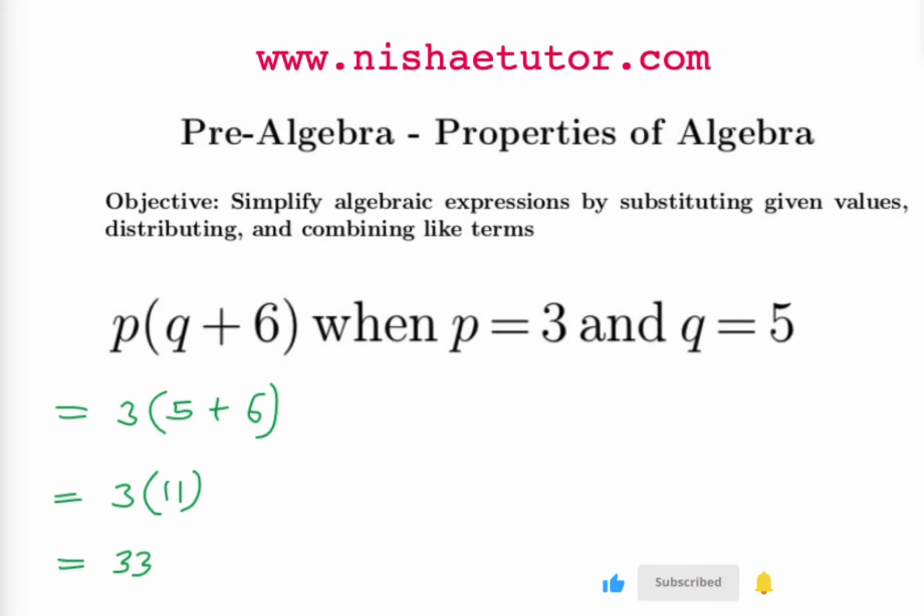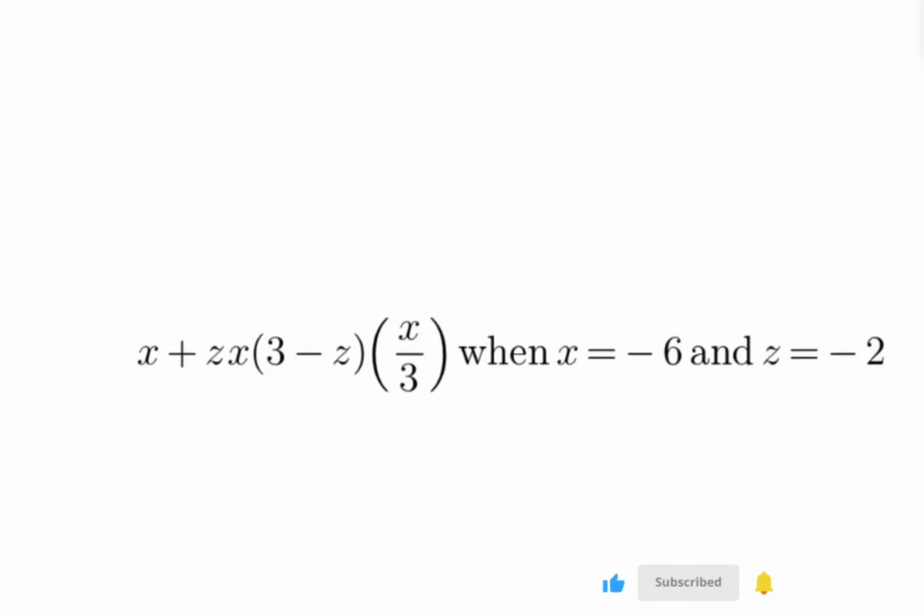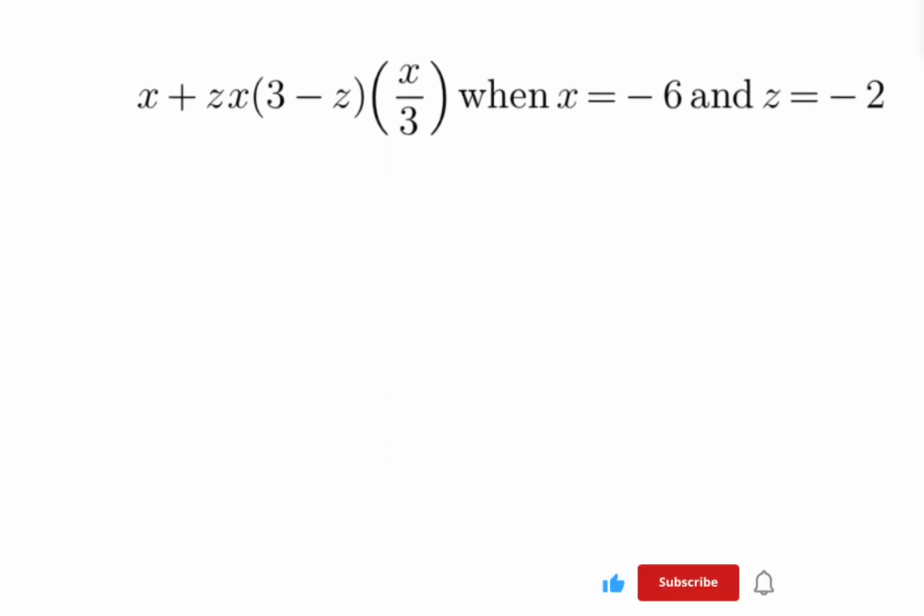Okay, now next question, very simple questions. Now this one. So here x and z are two variables. So the x value is minus 6 plus the z value. Okay, here remember one thing.